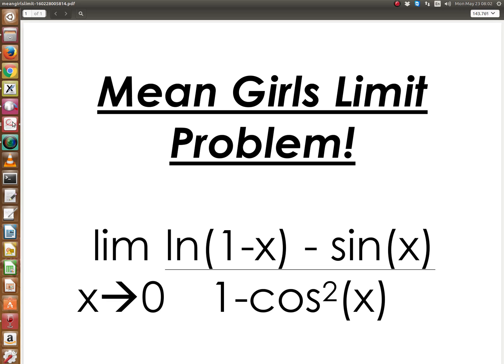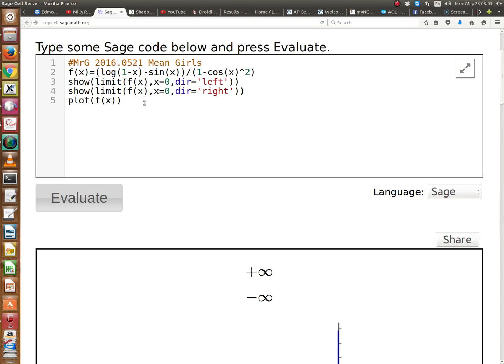Alright, so you got 0 minus 0, the numerator is 0, and the denominator, what do you got? You got cosine of 0 is 1, and 1 squared is 1, and 1 minus 1 is 0. So it's a 0 over 0 case, meaning time to do L'Hopital. So let's do L'Hopital. Let's do the L'Hopital thing like this, okay?